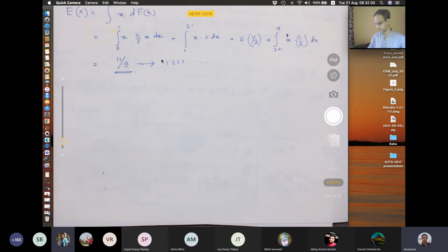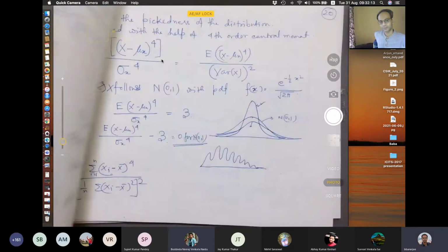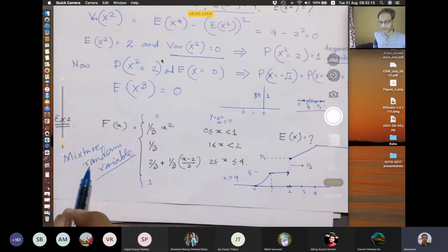Sir, using the definition of a continuous random variable, that the probability of x at any x is 0, how can we tell this given example is a continuous random variable? No, it is not a continuous random variable. I have told you, it is a mixture random variable. Okay, what does that mean, sir?